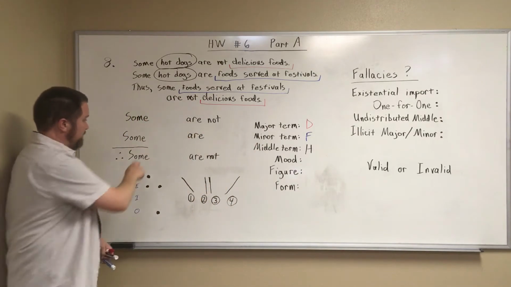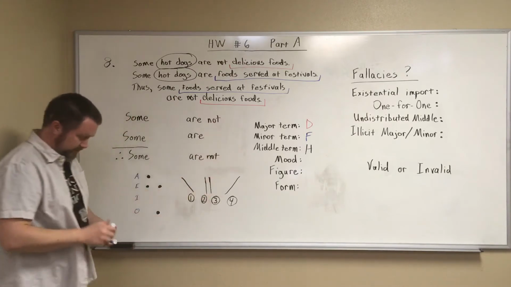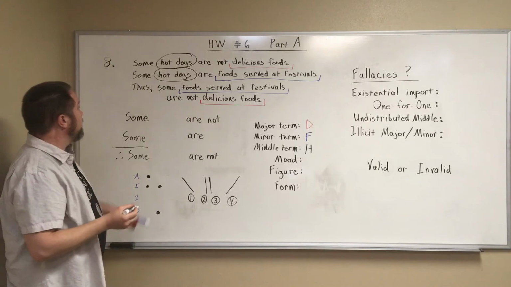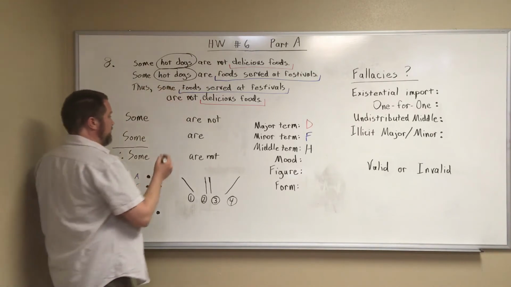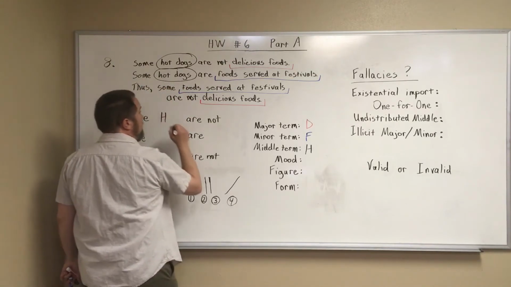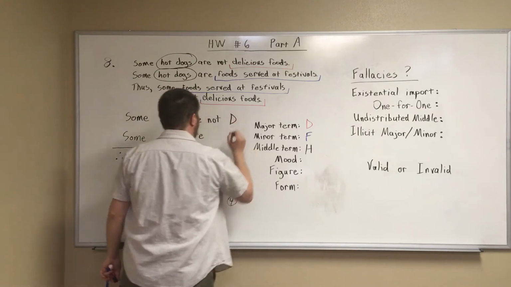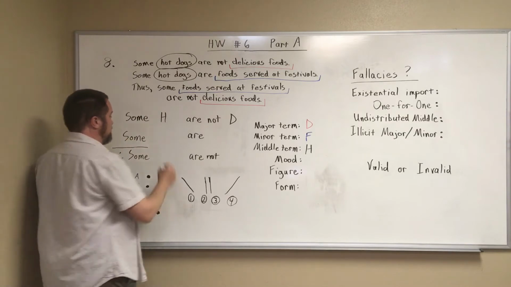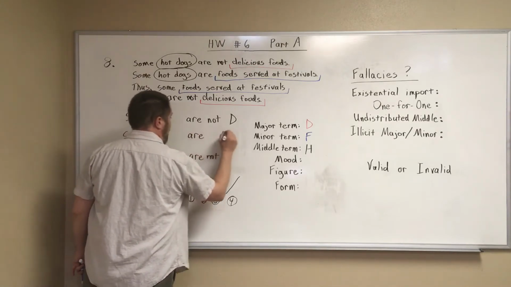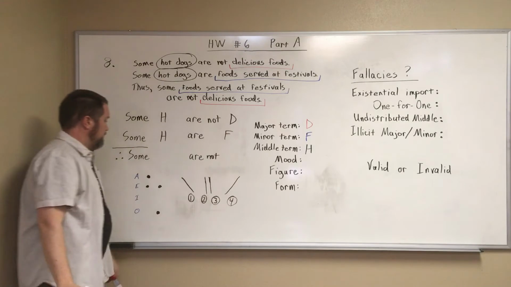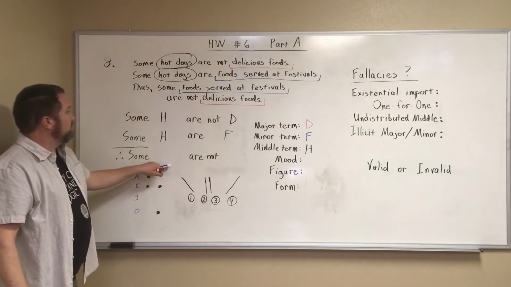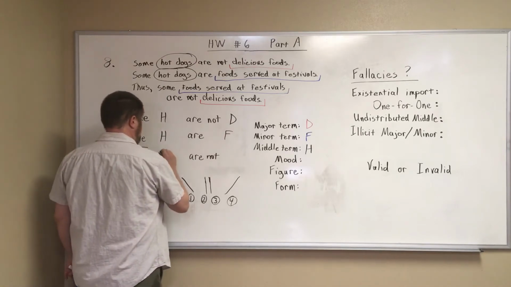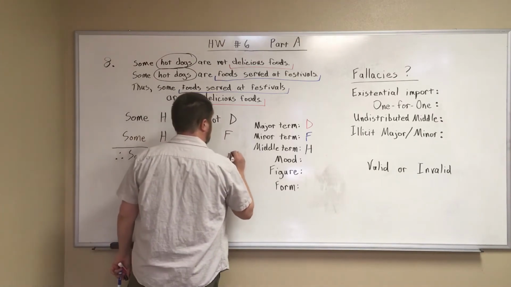And then let's go ahead and fill out this structure so that we can see the mood and the figure. Some hot dogs are not delicious foods, so some H are not D. Some hot dogs are foods served at festivals, so some H are F. And then finally the conclusion, some foods served at festivals are not delicious foods, so some F are not D.